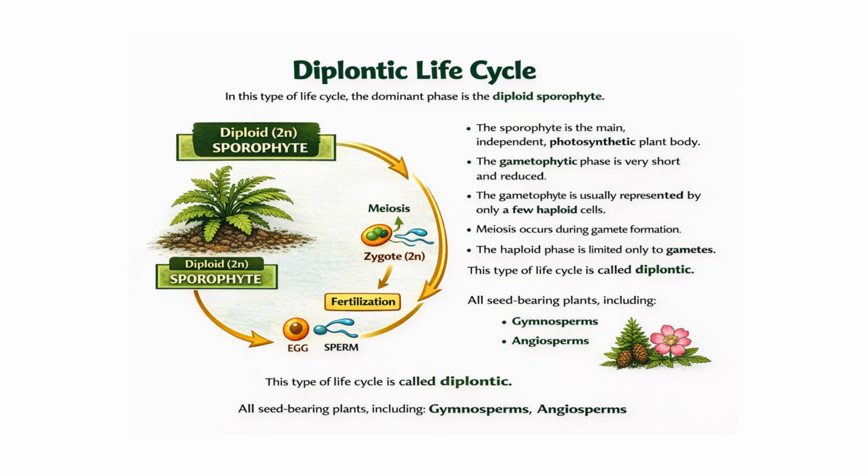Now let us understand the diplontic life cycle. In this type of life cycle, the dominant phase is the diploid sporophyte. Here, the sporophyte is the main independent photosynthetic plant body. The gametophytic phase is very short and reduced. The gametophyte is usually represented by only a few haploid cells, and meiosis occurs during gamete formation. The haploid phase is limited only to gametes. This type of life cycle is called diplontic. All seed-bearing plants, including gymnosperms and angiosperms, follow this diplontic life cycle.